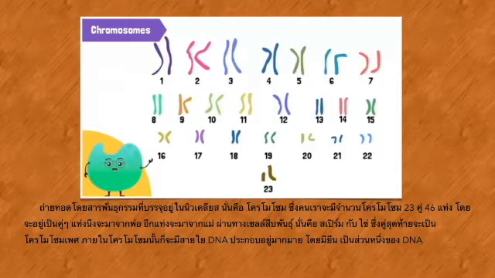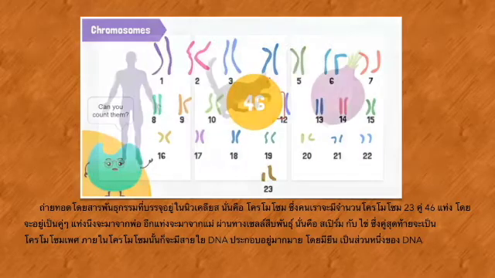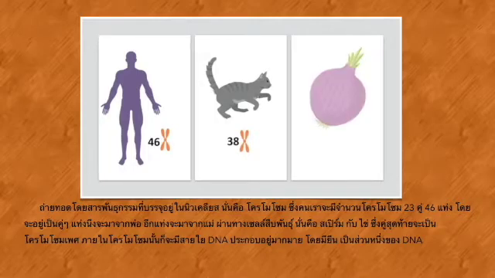Look at this picture of human chromosomes. Can you count them? Each strand is a chromosome, so together there are 46 chromosomes in humans. The number of chromosomes varies for different species of animals and plants. Humans have 46 chromosomes, cats have 38 chromosomes, and onions have only 18.